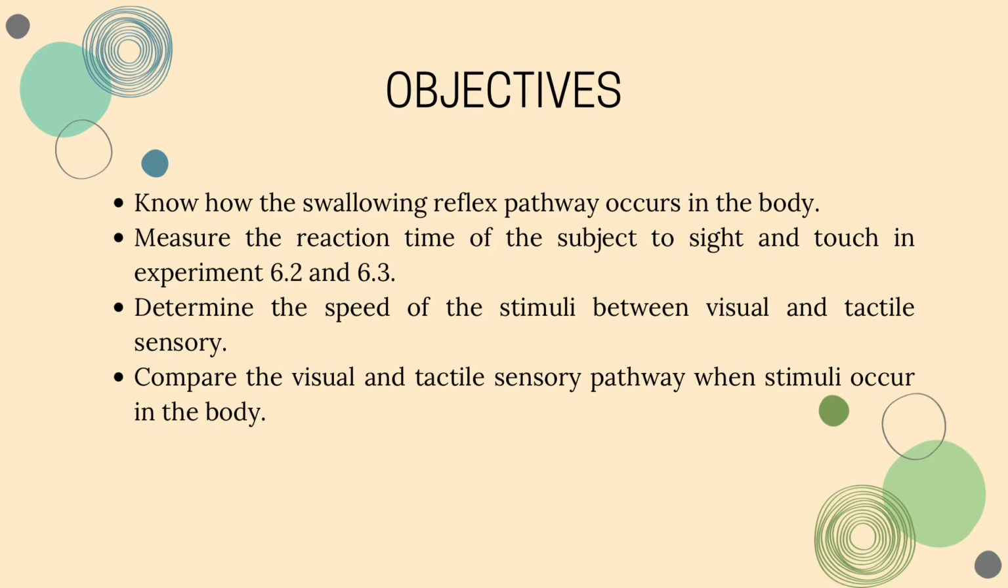For the objective, we know how the swallowing reflex pathway occurs in the body. Next, we know how to measure the reaction time of the subject to sight and touch in experiment 6.2 and 6.3. Other than that, we determine the speed of the stimuli between visual and tactile sensory and compare the visual and tactile sensory pathway with when stimuli occur in the body.